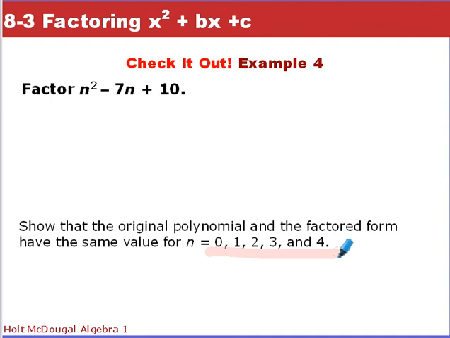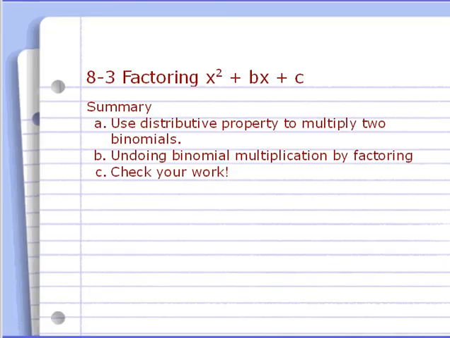So to summarize this: when we're factoring x squared plus bx plus c, in this case where there's an implied 1 in front, a is 1, we use the distributive property to multiply two binomials. But we're undoing the binomial multiplication by factoring. So we're undoing everything we did. But you can check your work with that. So good luck bringing questions to class. Thanks.